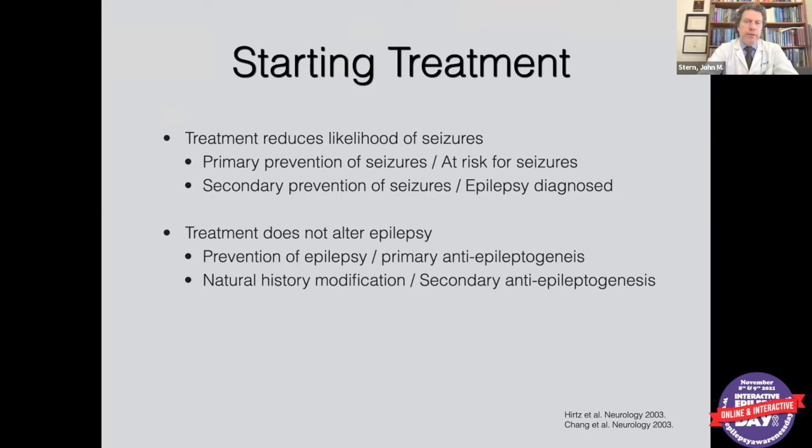And that would be what's called primary prevention, occurring before, but it's a person who's at risk for seizures. Or a person who's diagnosed with epilepsy, and that we know because of the seizures that have occurred, that they can have additional seizures. And so it's a point of reducing the likelihood of seizures.